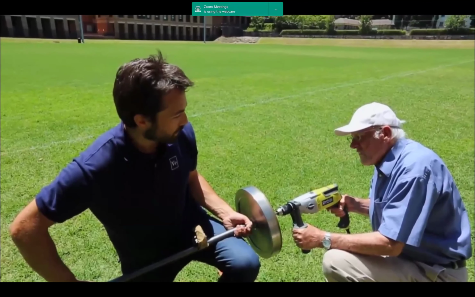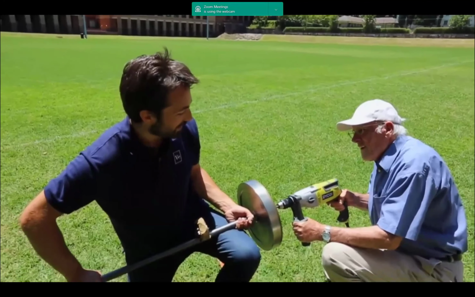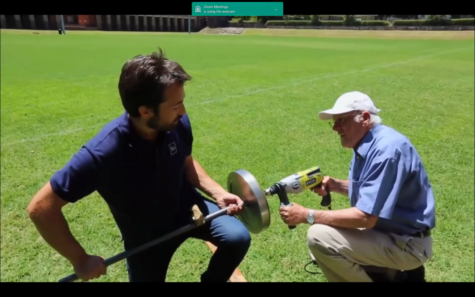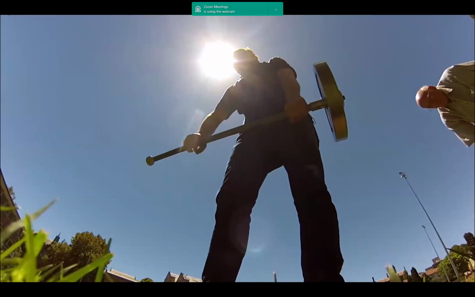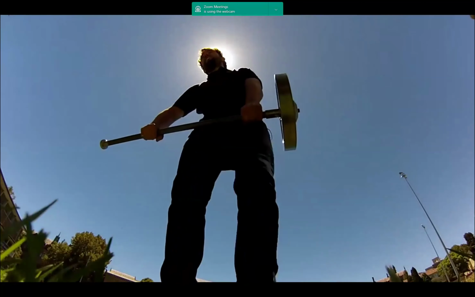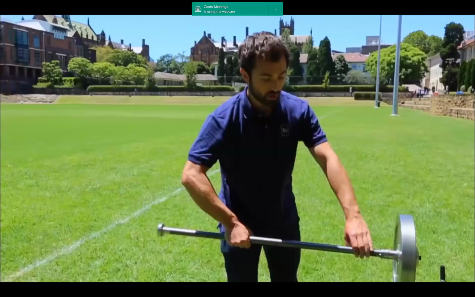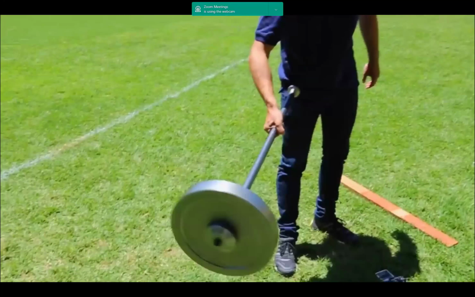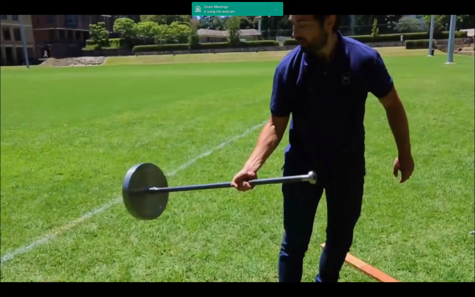Five, four, three, two, one, boom. I'm going to let go of my left hand. What you'll see is that the shaft remains horizontal. You can see it going around there. It almost looks as though the wheel is weightless.